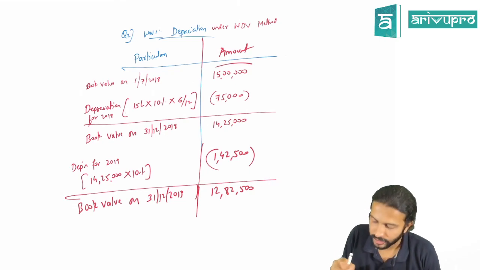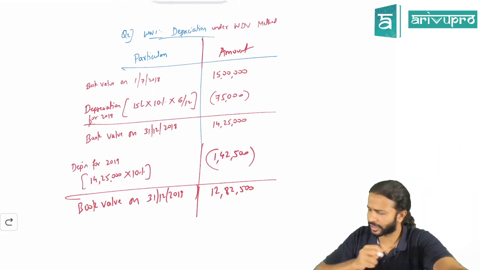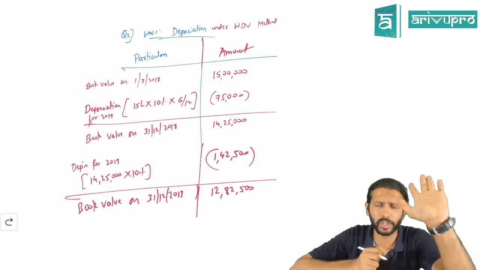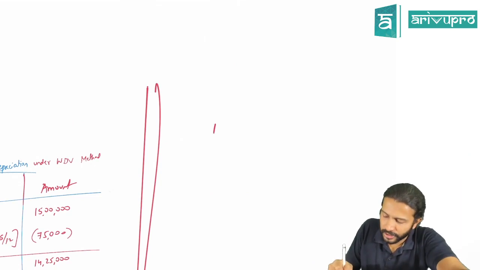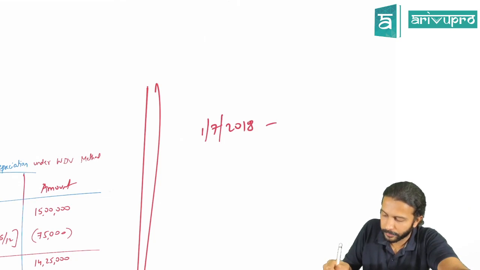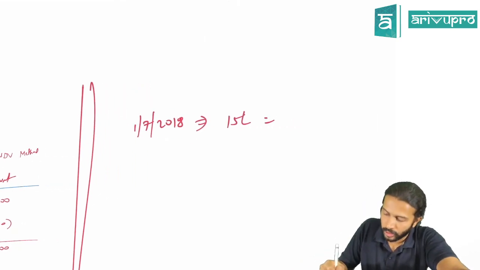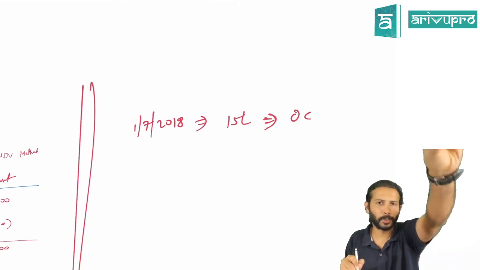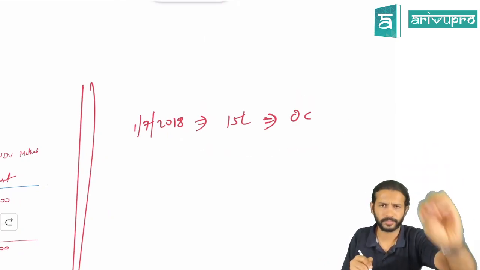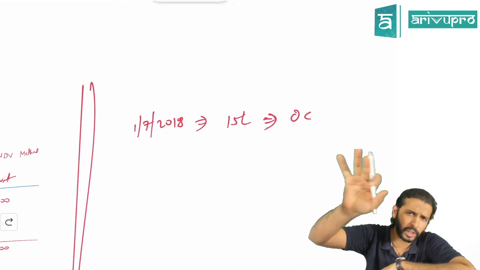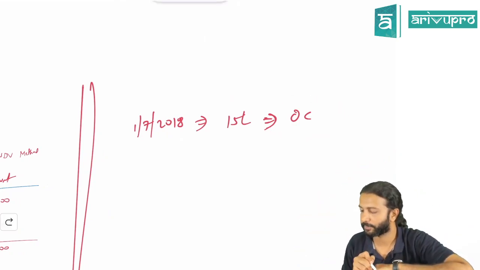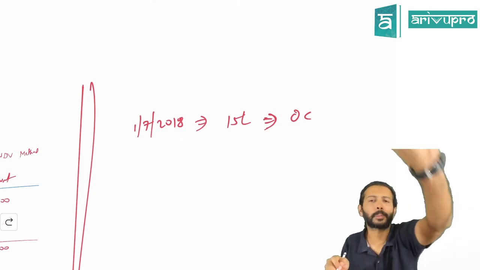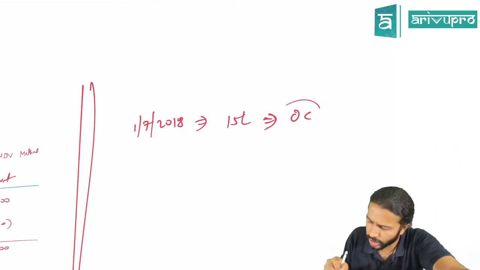Somebody is asking, what is the difference between book value and original cost? I purchased the asset for 15 lakh rupees on 1st July 2018. This we call original cost because originally I purchased this asset for that. Whatever price I have paid to purchase this asset initially, that we call original cost. Is that clear? Fine.